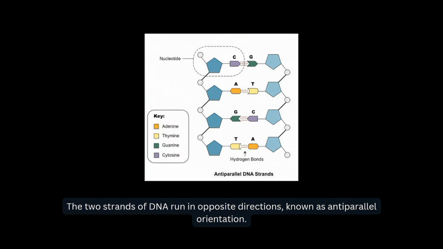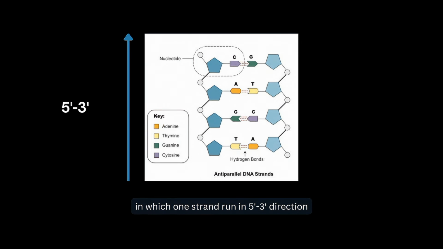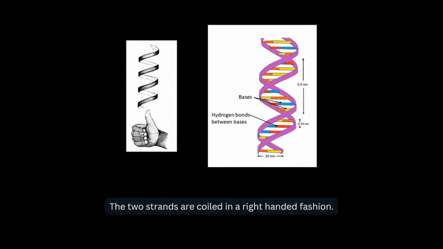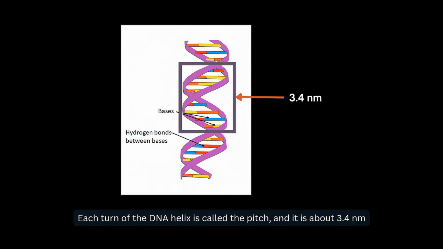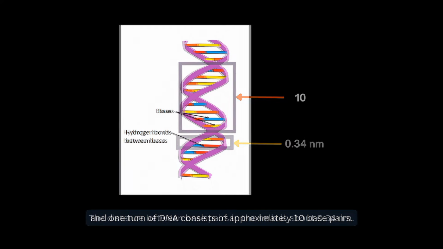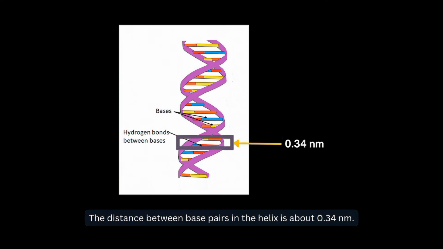The two strands of DNA run in opposite directions, known as anti-parallel orientation, in which one strand runs in the 5' to 3' direction, whereas the other strand runs in the 3' to 5' direction. The two strands are coiled in a right-handed fashion. Each turn of the DNA helix is called the pitch, and it is about 3.4 nanometers. One turn of DNA consists of approximately 10 base pairs. The distance between base pairs in the helix is about 0.34 nanometer.